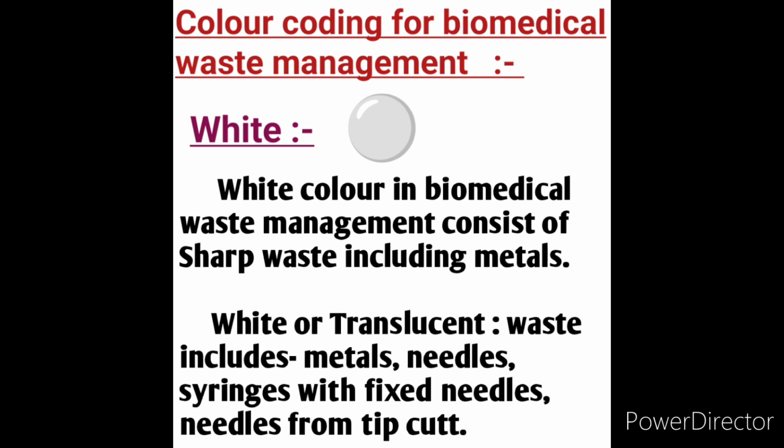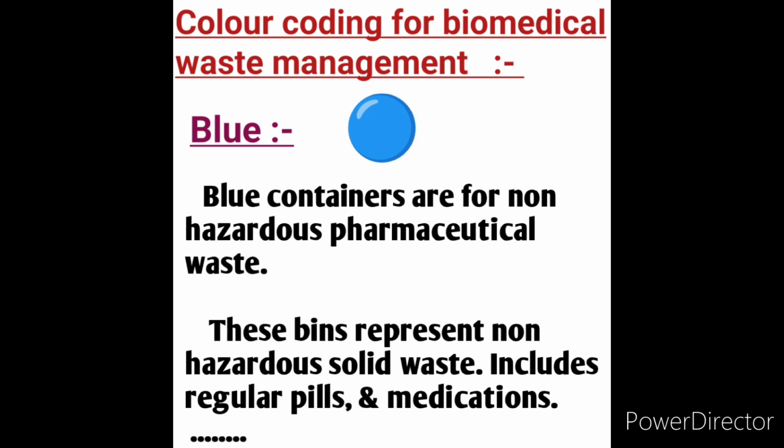White or translucent waste management comes under the waste that includes metals, needles, and sharp objects. This is about the white bin. Next we will see the blue bin, color coding for biomedical waste management. The blue containers are for non-hazardous pharmaceutical waste. These bins represent non-hazardous solid waste, including regular pills and medications.